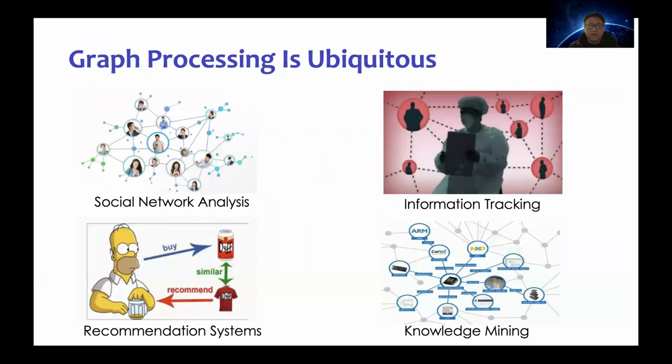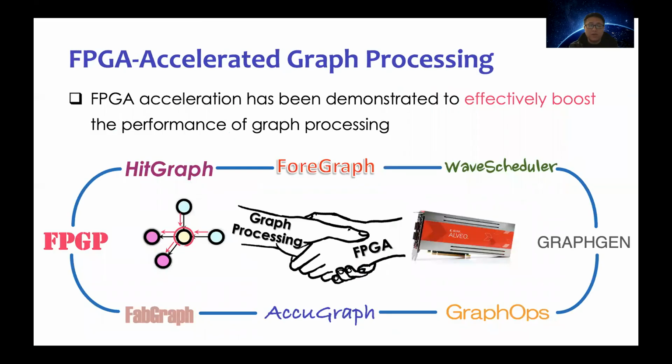Graph processing is ubiquitous in our lives, like information tracking, recommendation systems, and so on. In recent years, hardware acceleration has been demonstrated to efficiently boost the performance of graph processing. In particular, FPGA can be regarded as one of the most promising hardware platforms for graph processing due to its fine-grained parallelism, low power consumption, and flexible configurability, showing impressive results.